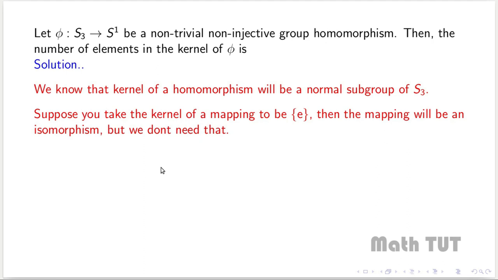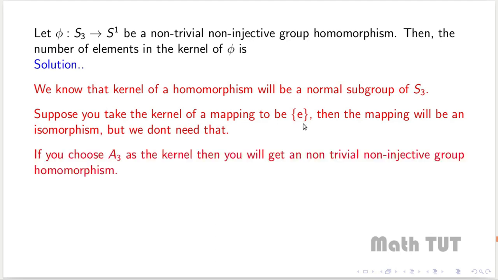If I take the kernel of my mapping to be the identity, if I take a mapping in such a way that the kernel is actually the singleton E, then the mapping will become an isomorphism, but we don't want the mapping to be 1-1 here. You can see it's a non-injective group homomorphism. That means we cannot choose a mapping for which the kernel is the identity, singleton E. But if I choose a mapping for which the kernel is A3, then I will definitely get a non-trivial non-injective group homomorphism there. So that is not an issue.